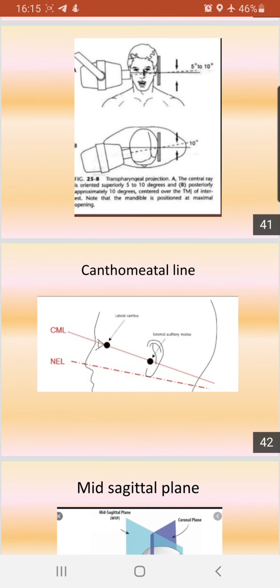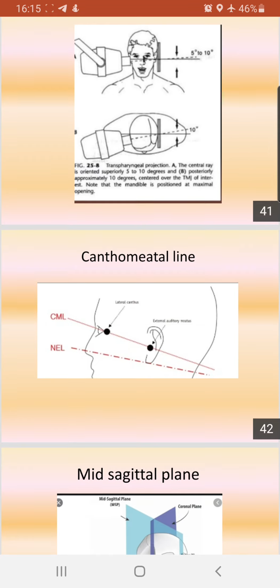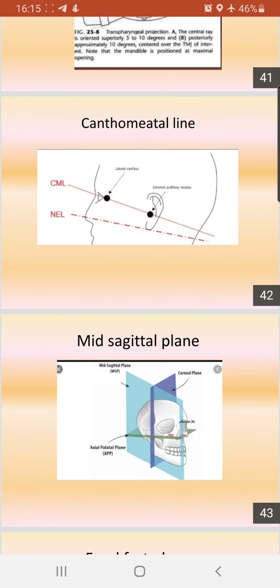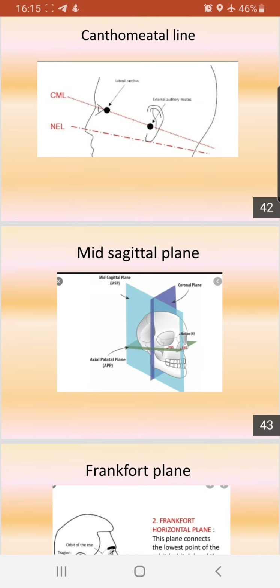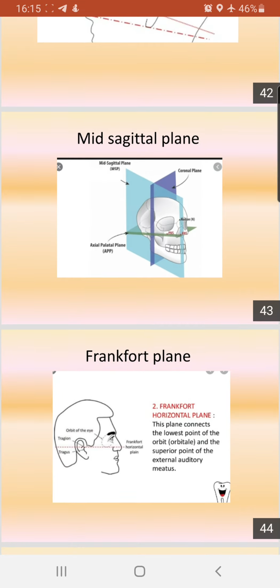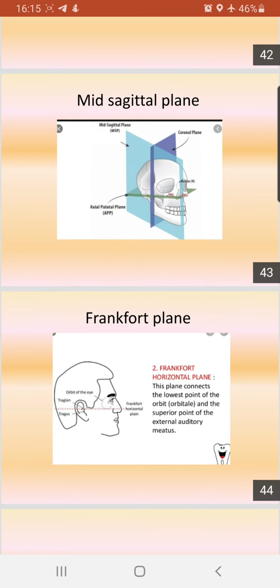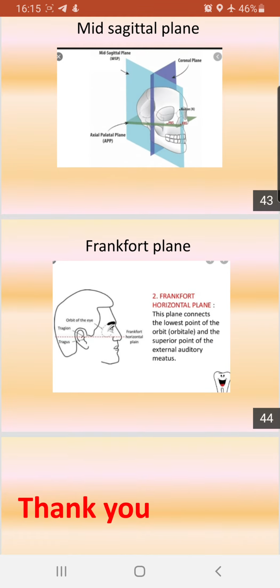Canthomeatal line means the line that connects the lateral canthus of the eye with the external auditory meatus. This picture shows the mid-sagittal plane, which is represented by a blue line. Frankfurt plane: this plane connects the orbital and the superior point of the external auditory meatus.